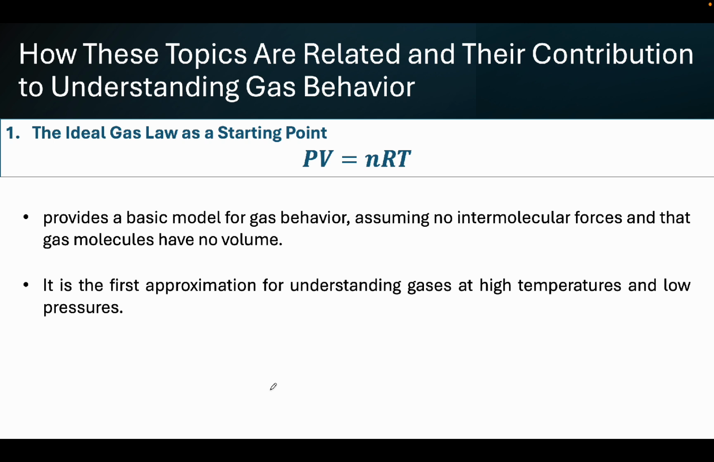Number 1, let's have the ideal gas law as a starting point. We have PV is equal to nRT. The ideal gas law provides a basic model for gas behavior, assuming no intermolecular forces and that gas molecules have no volume. Also, as a starting point, it is the first approximation for understanding gases at high temperatures and low pressures.